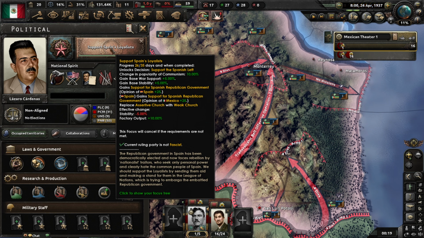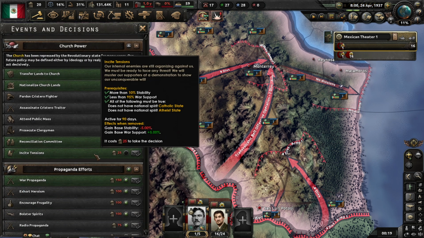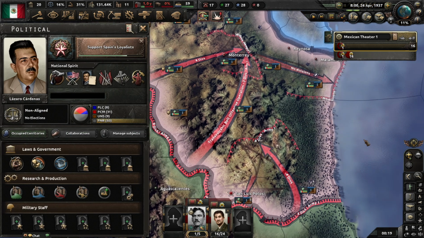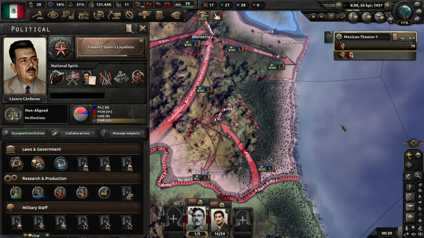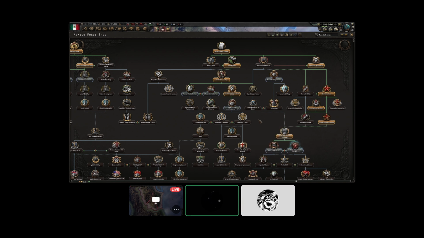Once we enforce the Calles law and then do the... I would not suggest enforcing the Calles law. I looked at it. If you enforce the Calles law, you can't see it right now under military issues, but it will start another civil war. Your stability will be under 60%, and you'll be an atheist state.